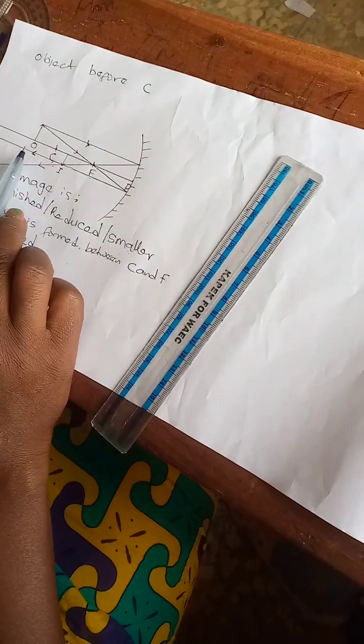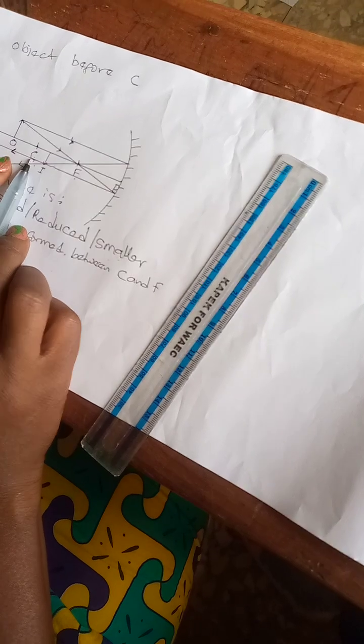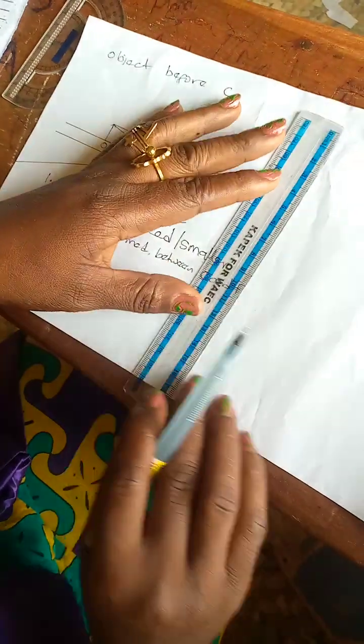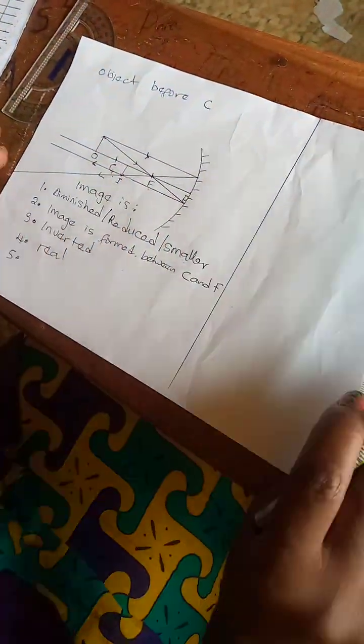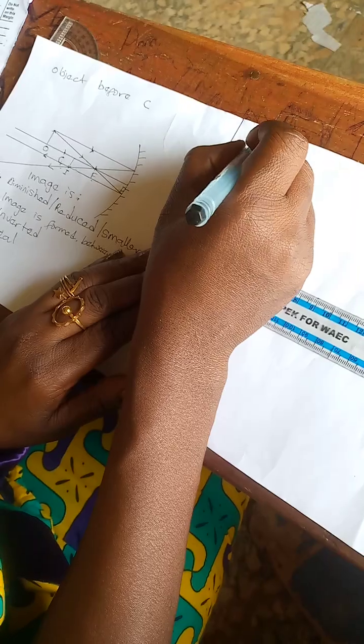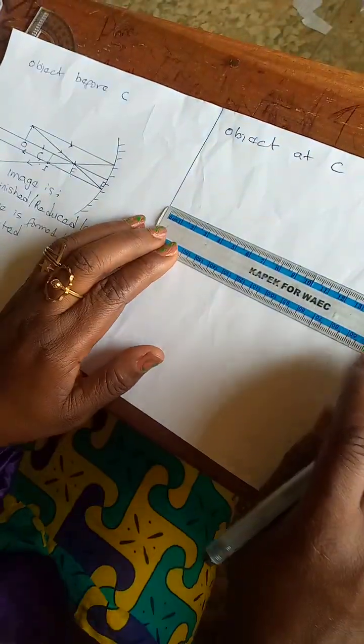So let's do for object at C. We have done for object before C. Now let's do for object at C. If the object is at C, the same rule.